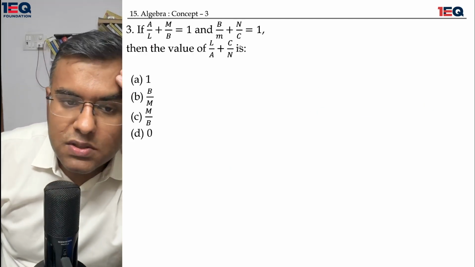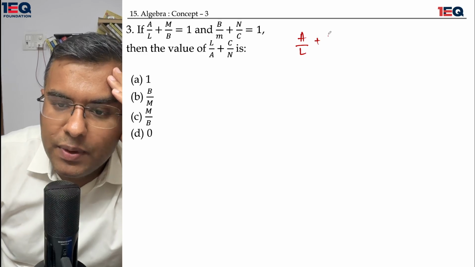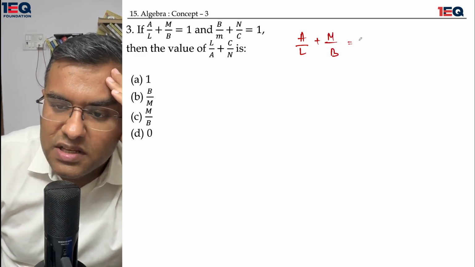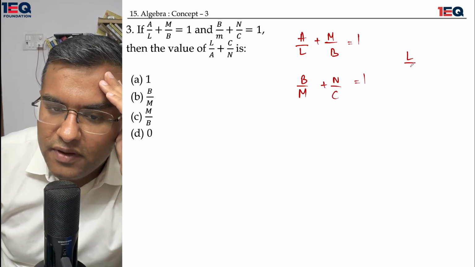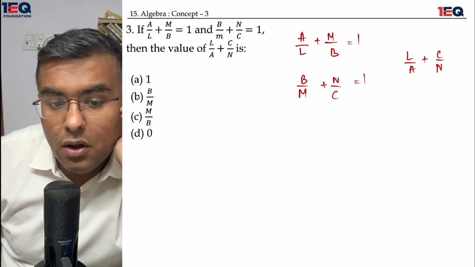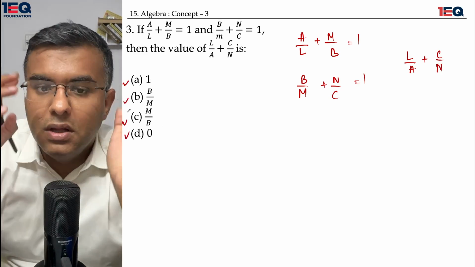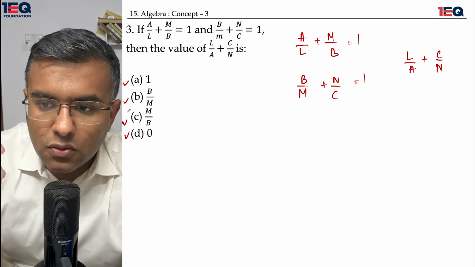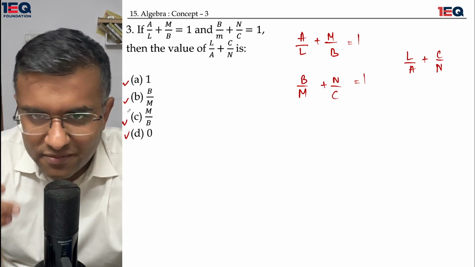So what do I have here? I have here that a by L plus m by b is equal to 1. B by m plus n by c is also equal to 1. So I need to find out the value of L by a plus c by n. All the options which I have over here will not let you reach the exact answer. Had there been numerical options, it would have been easier.